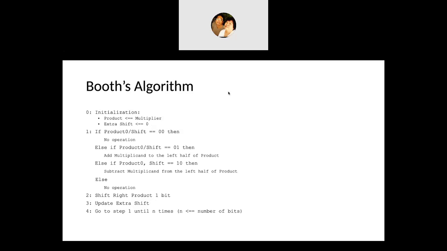Instead of checking only 1 bit of the product 0, this time we have the extra shift. So we have to check 2 bits, which are product 0 and shift. We have to check whether it's 0, 0, or 0, 1, or 1, 0, or 1, 1. If product 0 and extra shift are 0, 0, or 1, 1, in this case, we can say that this else means 1, 1, no operation. We don't have to do anything. We can skip step 1. We can do step 2 immediately.